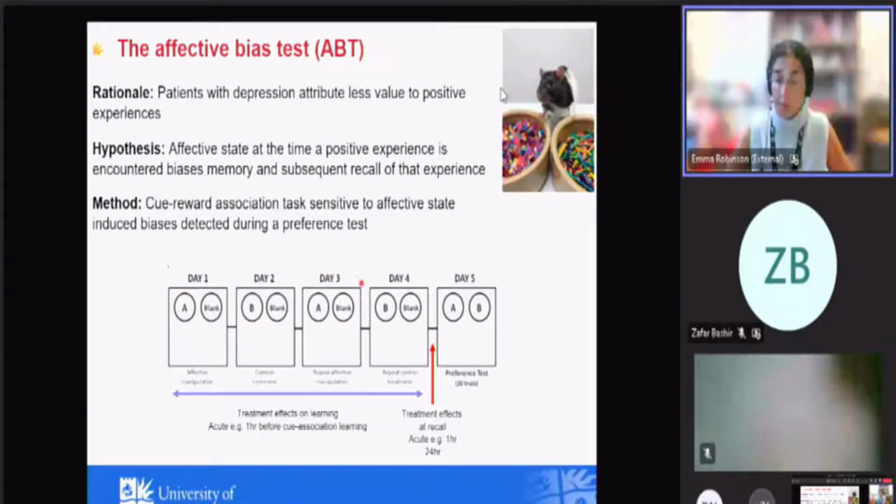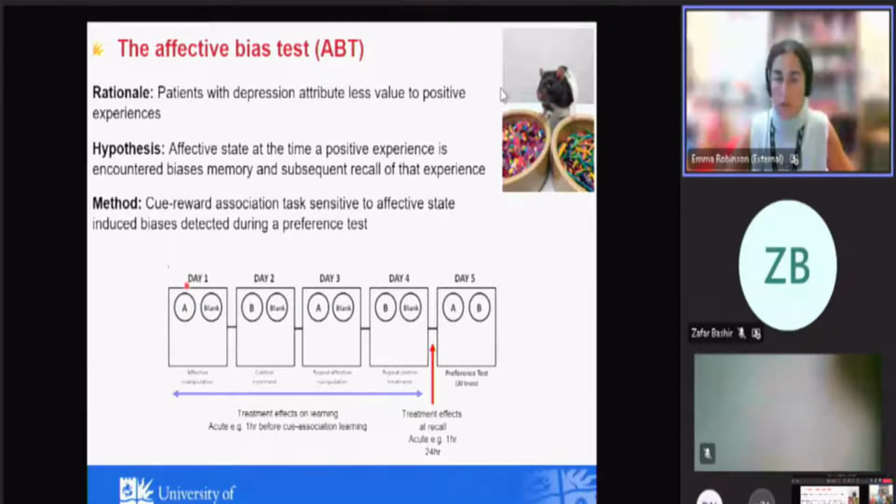We repeat the affective manipulation and the pairing, the control manipulation and the pairing, and then we ask the animal, which experience do you prefer, i.e. what is your affective bias, what was the consequence of this affective state manipulation on your relative valuation of these experiences? We can use a simple preference test. We present the animal with the two previously rewarded digging substrates, randomly reinforce them, and run 30 trials. What happens is that if animals have been put in a positive affective state, they should bias towards A, and if they've been put in a negative affective state, they should bias towards the control.